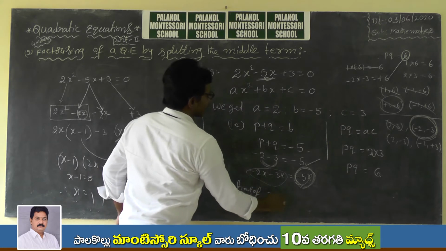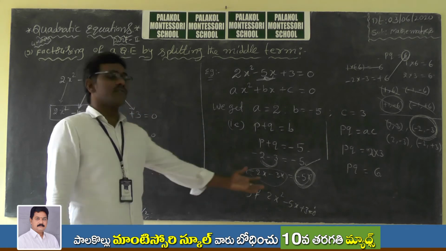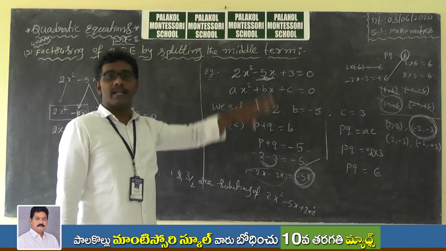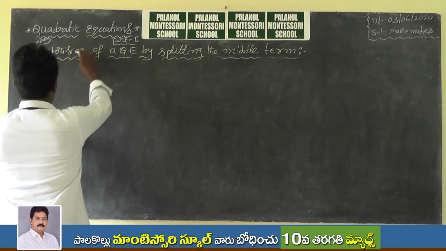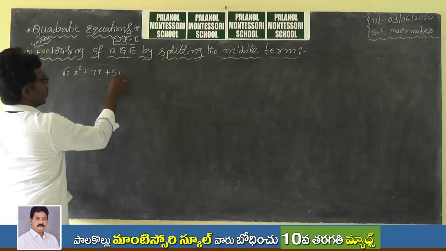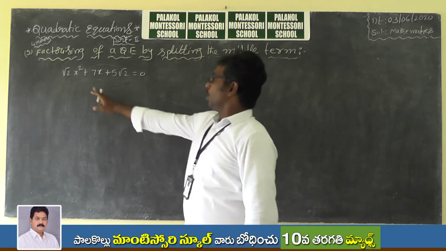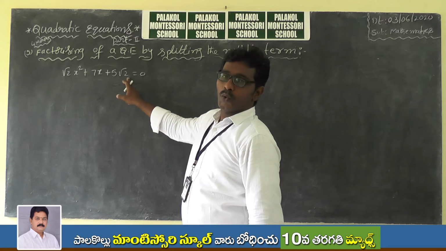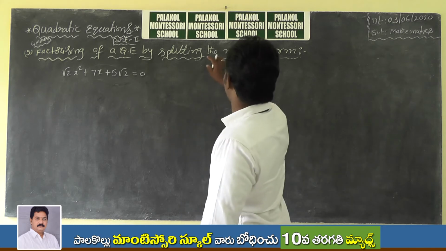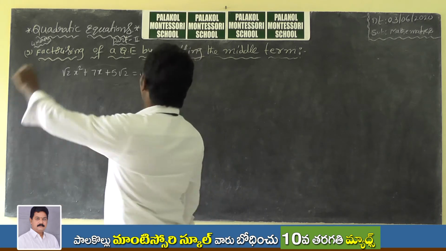of the given quadratic equation 2x square minus 5x plus 3 is equal to 0; these are the roots of this given equation. Okay guys, now the next one is split into the middle term: root 2 x square plus 7x plus 5 root 2 is equal to 0. To find out the factors, you apply the split into middle term method here. Guys, which method do you apply here?